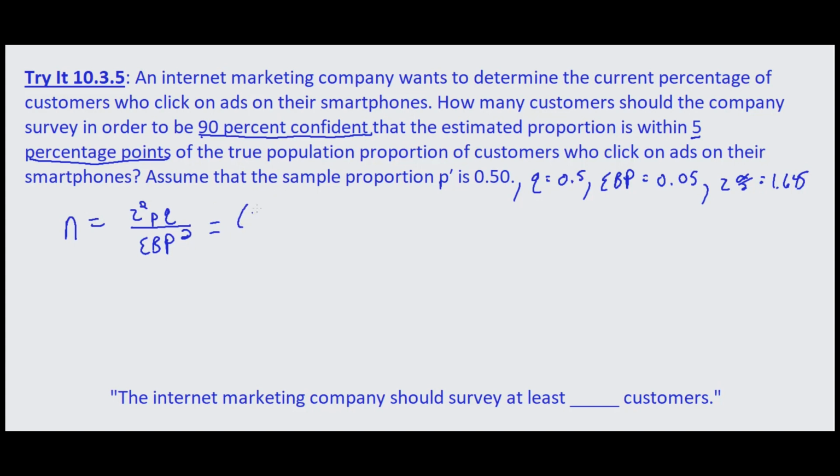So now we just substitute into our formula. Z squared is going to be 1.645 squared. P is 0.5. Q is 0.5. That's all divided by the error bound squared, which is 0.05 squared. And if we calculate through using those values, we're going to get approximately 270.6025.